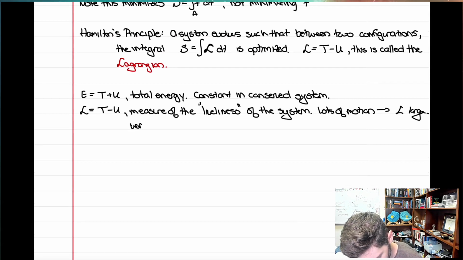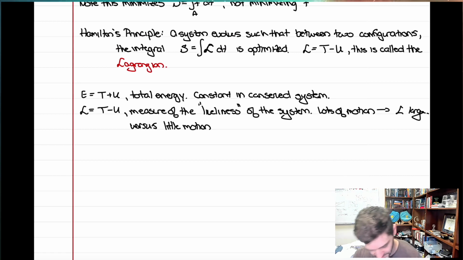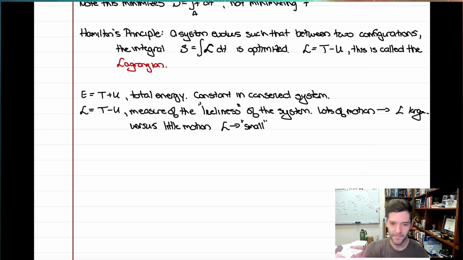And that's versus if there's not a lot of motion going on, but all that energy, rather than being kinetic energy, is kind of locked up in potentials, right? The potential for gravity to do something or for the spring to do something, then L in that case might be small, in quotes. So I always get confused. If T is very small but U is large, the Lagrangian would be a very negative number. Which, I don't know, do we call that small or just very negative?